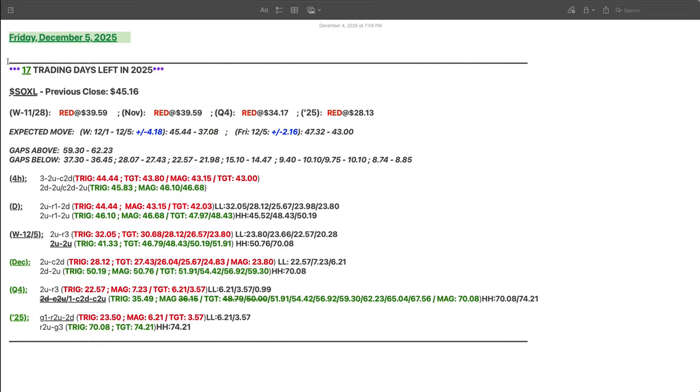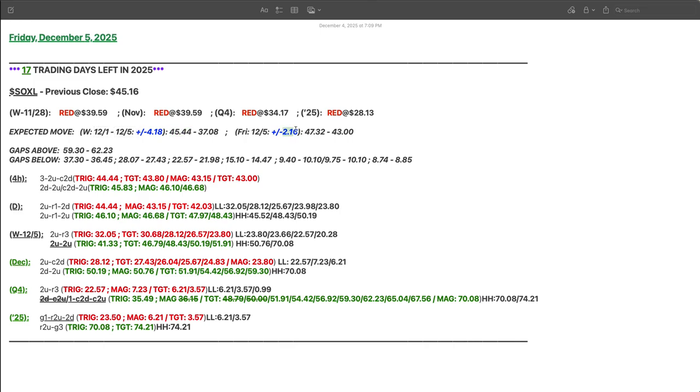For Friday, December 5th, there will be 17 trading days left in 2025. The close price on Thursday, December 4th was 45.16. The week, month, quarter, and year are all green. These are the levels that it would take to make each of those red. We know that the market maker's expected move for the week was plus or minus $4.18, giving us that range of 45.44 to 37.08. And we're sitting up here at the top of that expected move.